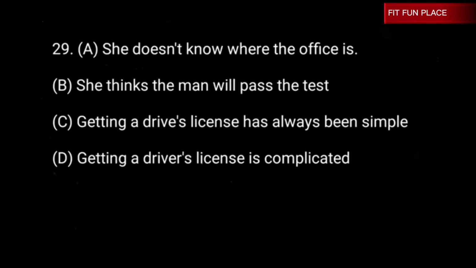Number 29. I've never applied for a driver's license before. Do you just go into an office and take a short test? If only it were that simple. What does the woman mean?